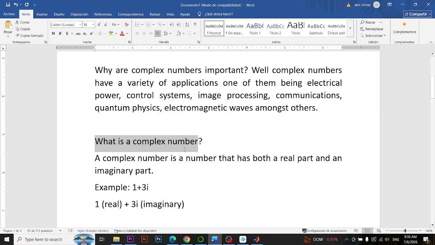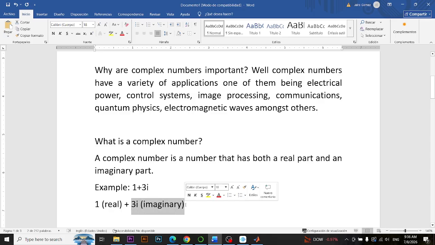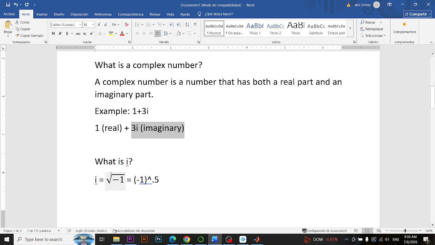So, what is a complex number? A complex number is a number that has both a real part and an imaginary part. One such example is 1 plus 3i, where 1 is the real part of the complex number and 3i is the imaginary part of the complex number. Having said that, what is i? i is the square root of -1, which can also be written as such.